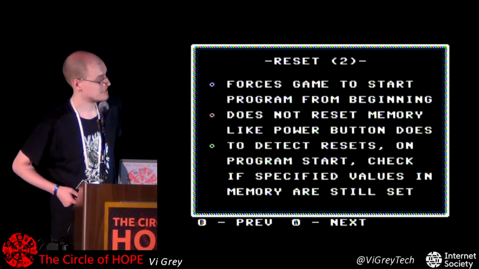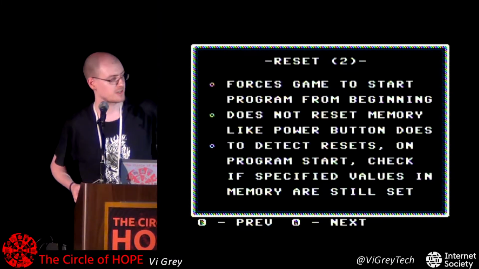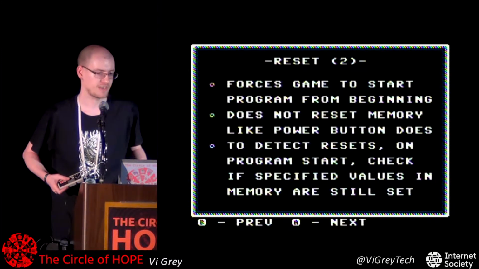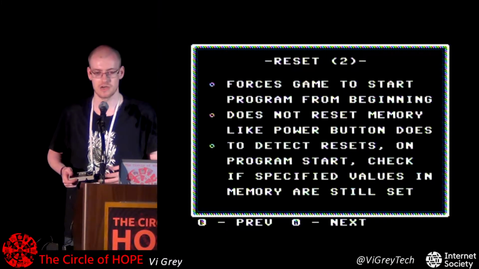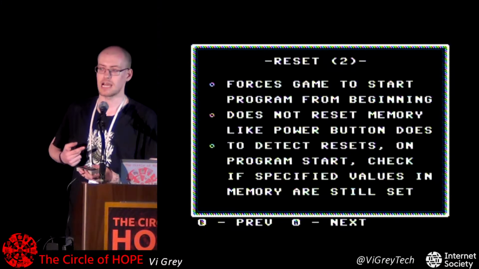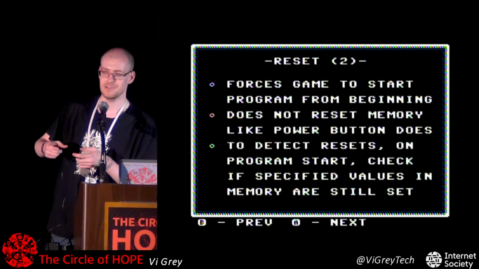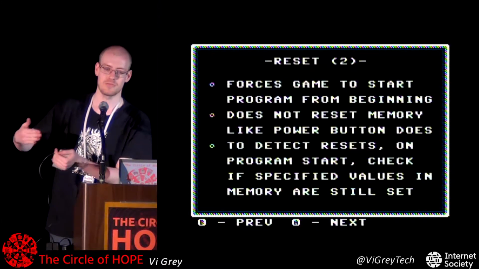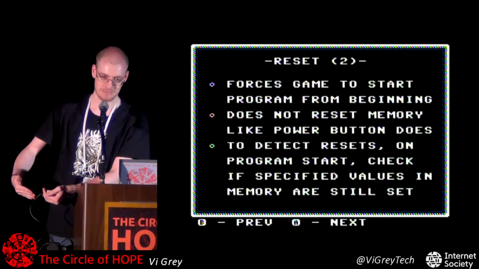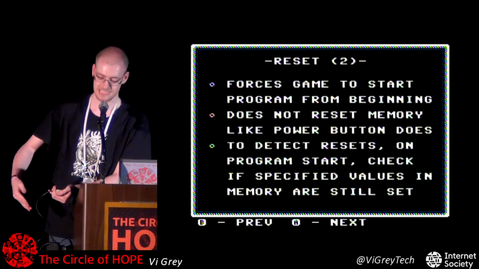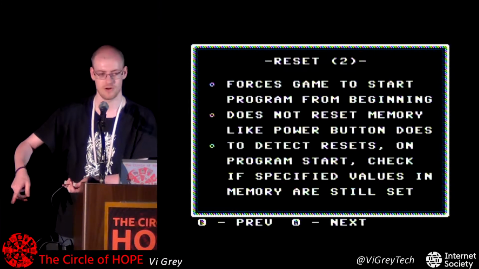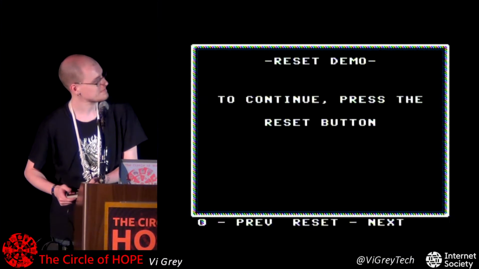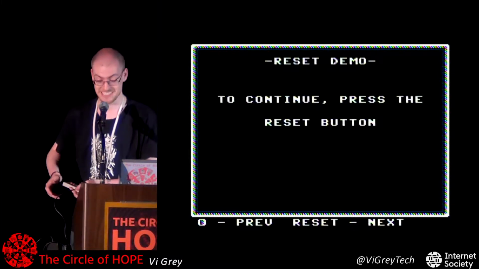To detect resets on program start, check if a specified value you set is the same. So when the game starts, I will have it check, is a value a specific value? If so, the game was reset. After that point, it sets that value in memory to the value that it needs to be. So that's the way I can distinguish from a power on or a reset. To continue, press the reset button.